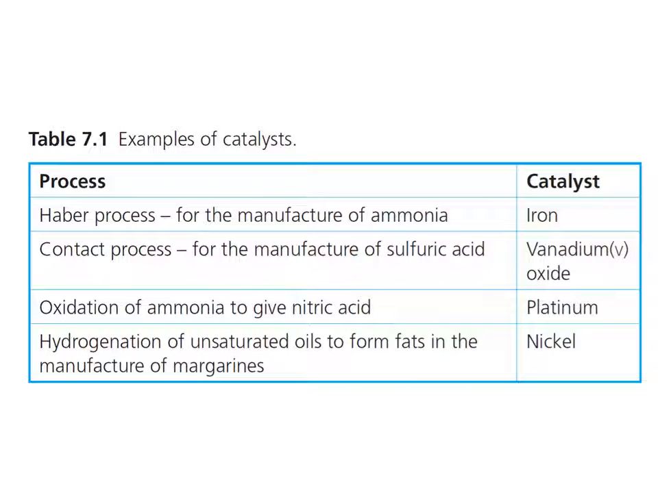So here are some examples of chemical reactions and the name of the catalyst used there. For example, Haber's process, for the manufacturing of ammonia, iron is used. Contact process, manufacturing of sulfuric acid, vanadium pentoxide is used. Oxidation of ammonia to give nitric acid, known as the Ostwald process, platinum is used. And for hydrogenation of unsaturated oils, nickel is used.